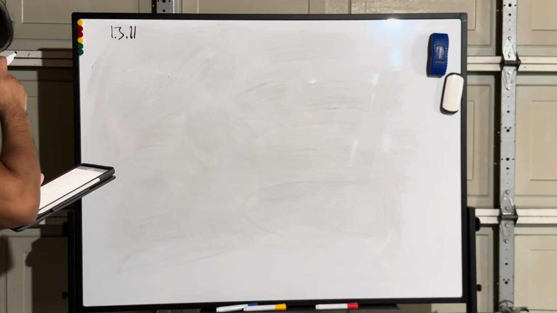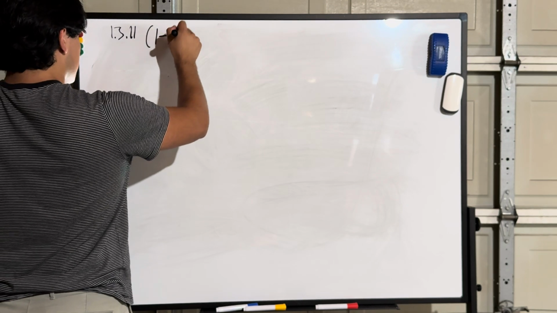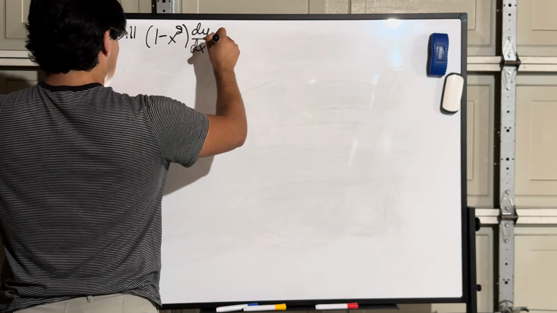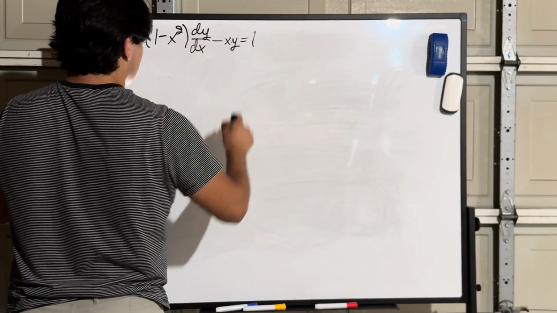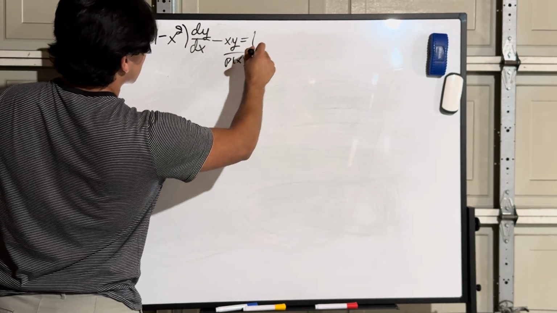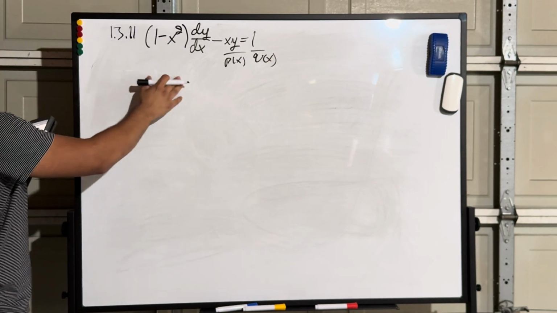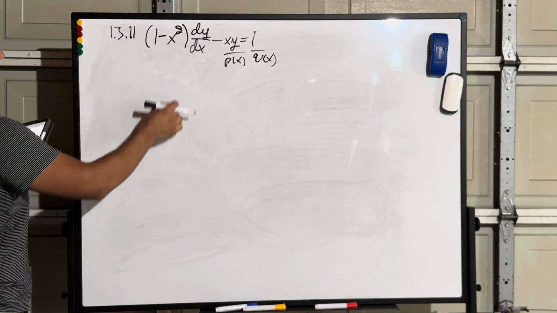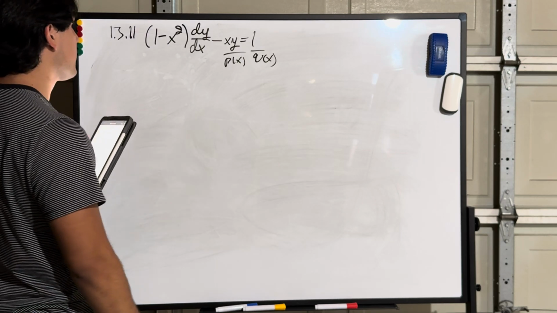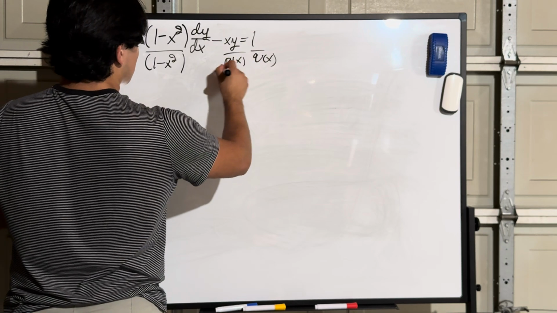Okay, so this one's a little tricky. 1 minus x squared times dy over dx minus xy equals 1. So remember, find your p of x, q of x. But there's an issue here. This isn't standard form because we have this guy multiplying with the derivative over here. So we have to divide.